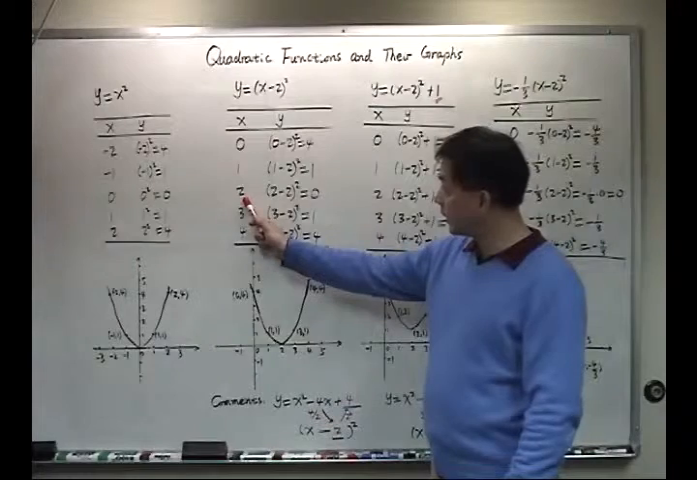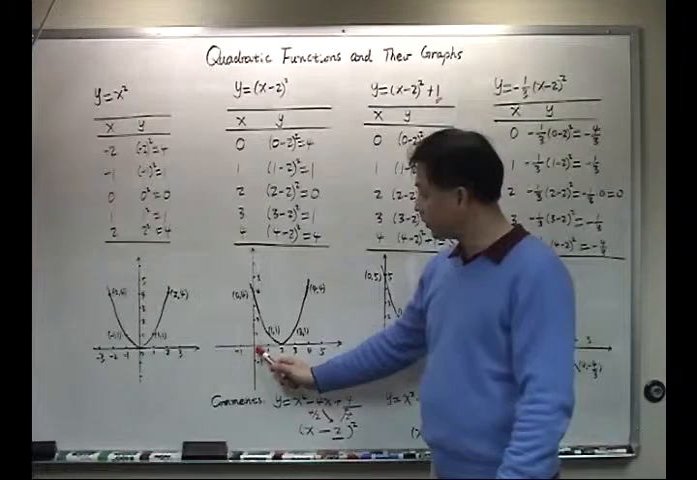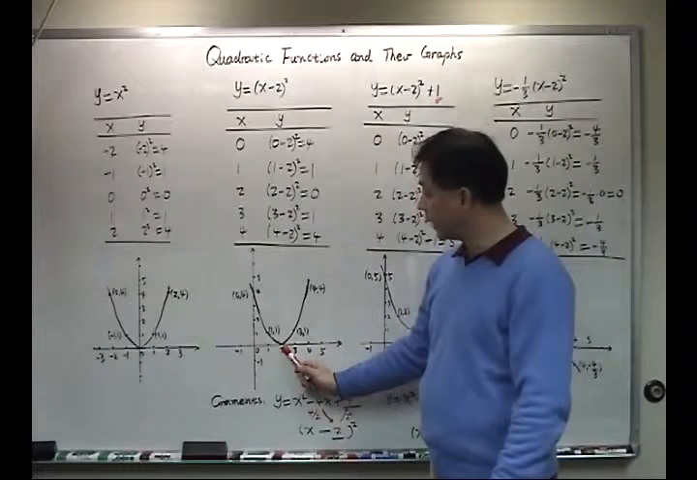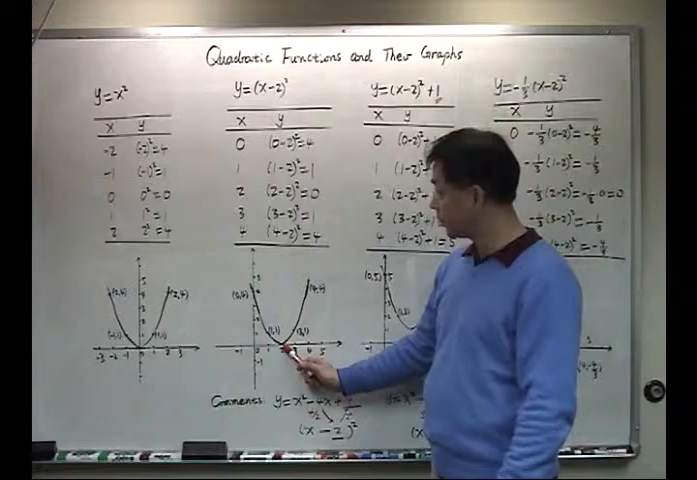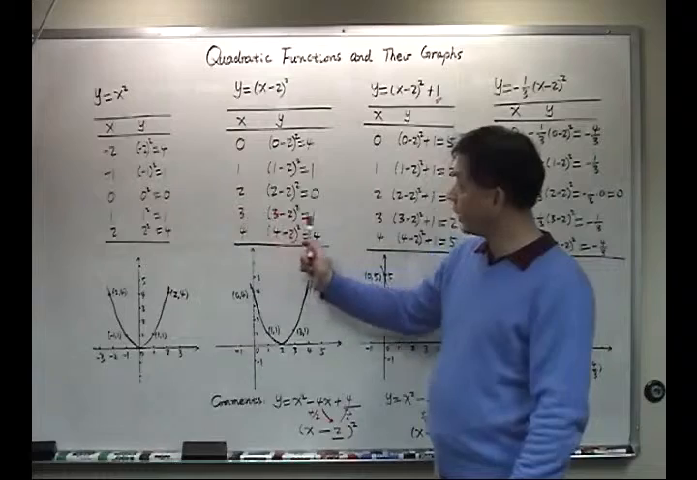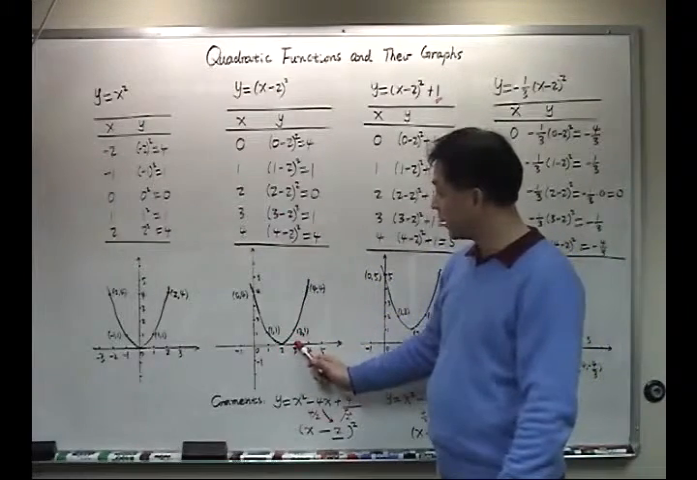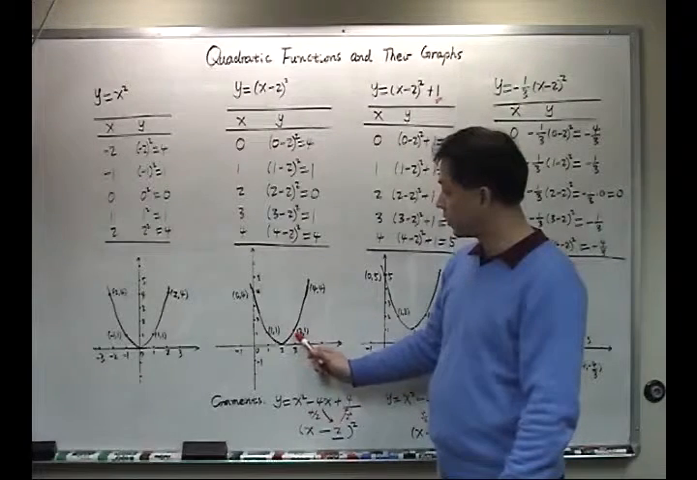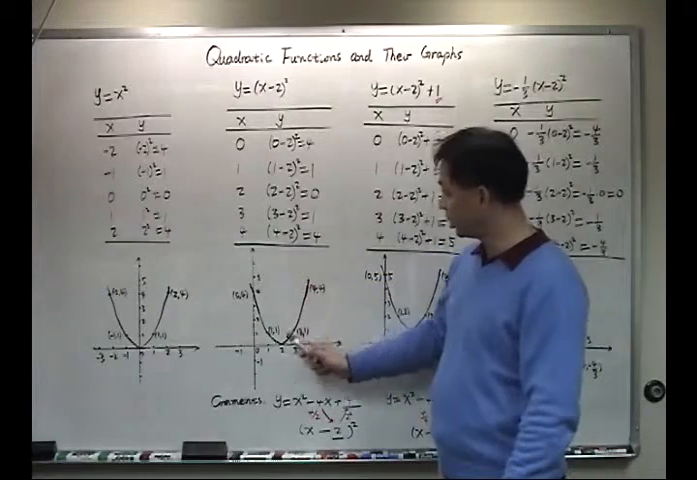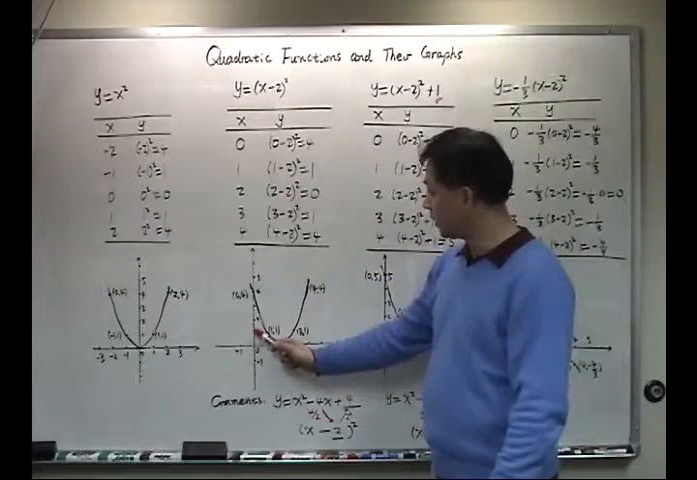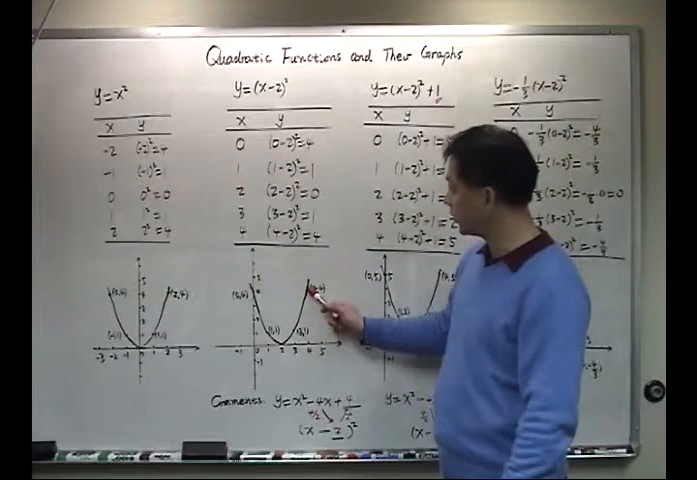X is 2, y is 0. So x goes 2 units. Y is 0, so y didn't move. So 2, 0 is right here. X is 3, y is 1. 3, 1, x is 1, 2, 3, and y 1 unit up. So 3, 1 is this point. And 4, 4 is this point. You see 1, 2, 3, 4, 1, 2, 3, 4. So 4 units to the right, 4 units up, 4, 4.